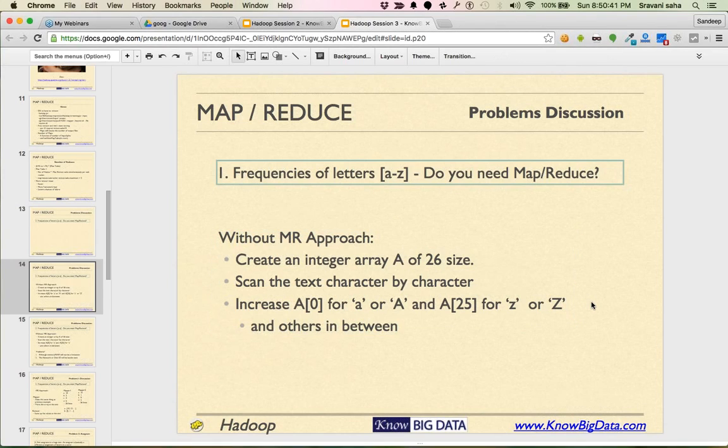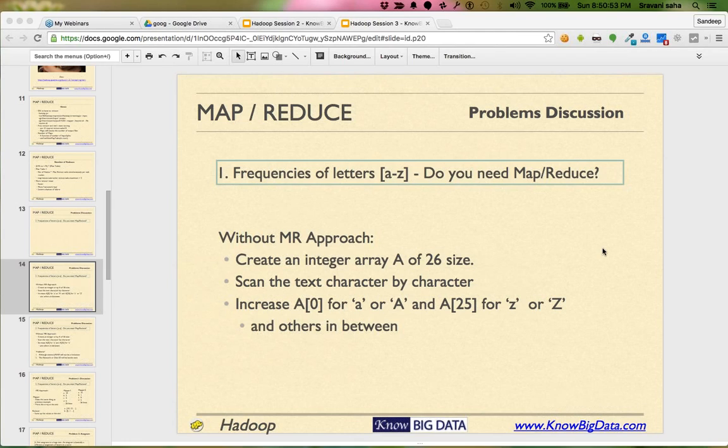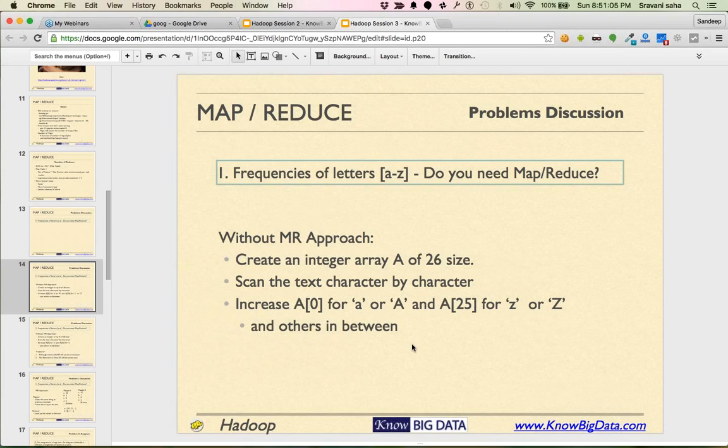And others in between. So if you encounter B, you will increase the first element of the array and so on. So that's a very straightforward approach. Is the approach clear to everyone? Great. So this is an approach to compute the character frequency. So keep this approach in mind.